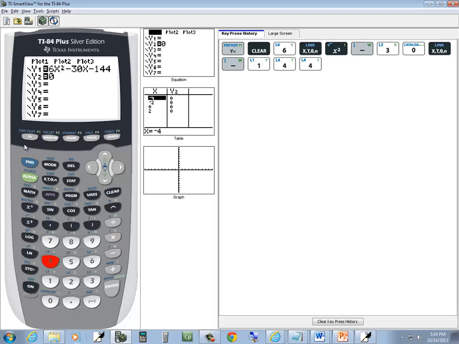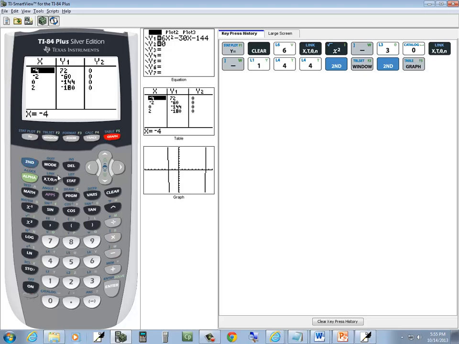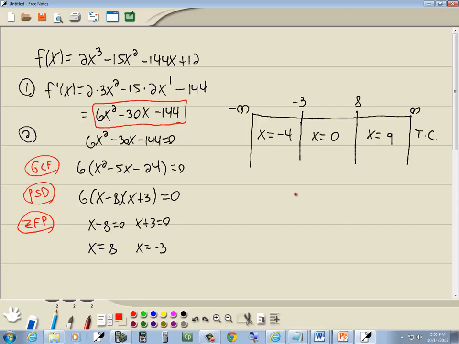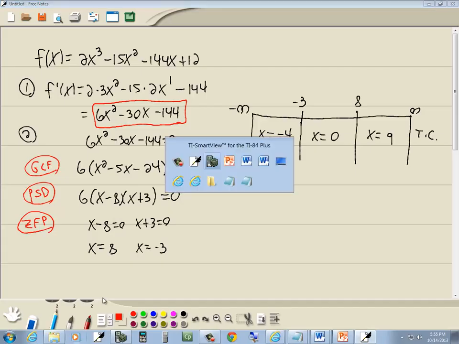Now I want to go into table setup, so I'm going to do second window to go into table setup, and you want your independent to say ask. If it doesn't say ask, down arrow and right arrow to it, put your flashing cursor on ask and press enter one time. Then we're going to do second graph to go into the table. I'm going to press delete a few times to clean out those numbers. And we want to put in negative 4, 0, and 9.